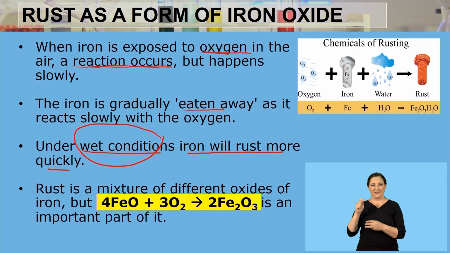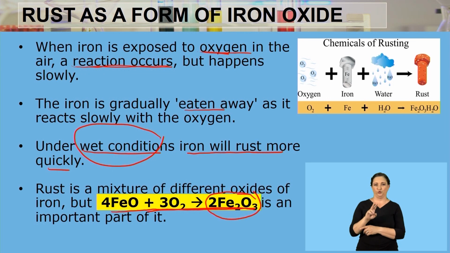Now rust is a mixture of different oxides. However, we're going to focus on this important one, whereby we have iron plus 3O2 reacting to form 2Fe2O3, which is our iron oxide. Remember, the product formed from the iron and the oxygen is our iron oxide.